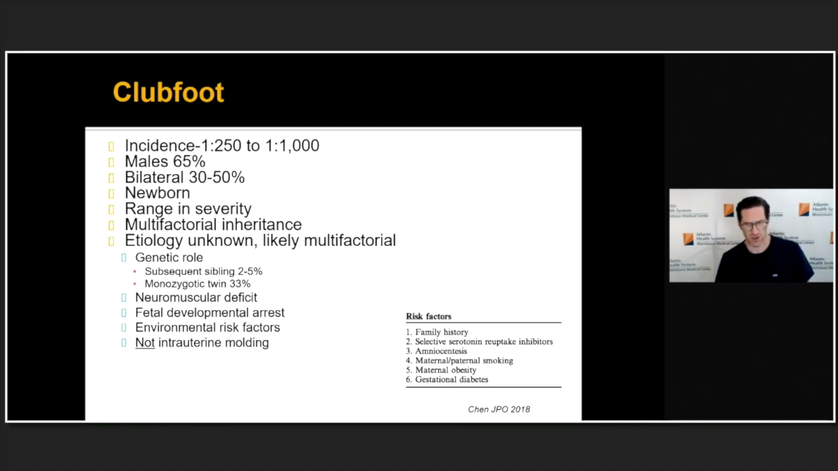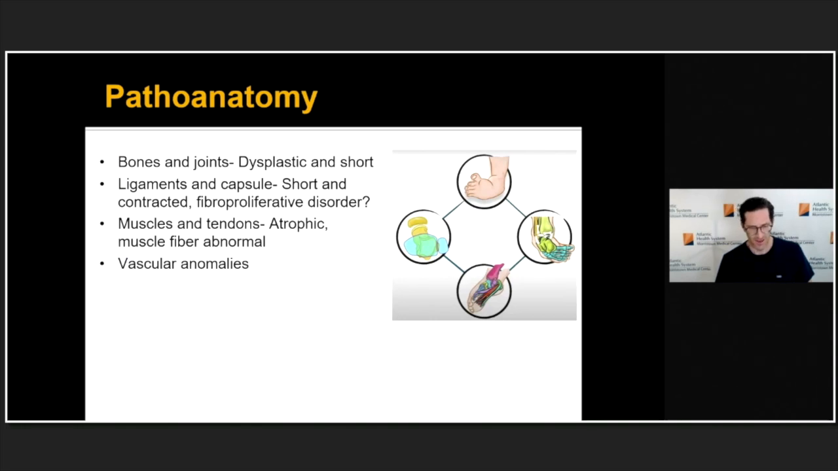As we'll see, there are some neuromuscular conditions that are associated with club feet, and so this has led to a neuromuscular etiology during fetal development as the proposed cause of clubfoot. But the exact etiology is unknown. What we do know is that it is not due to intrauterine molding. Some of the conditions we talked about, like torticollis, as well as Metatarsus adductus, are associated with intrauterine molding, but not club feet.